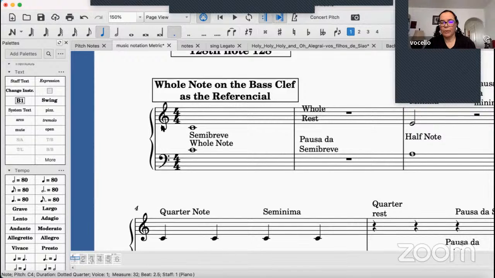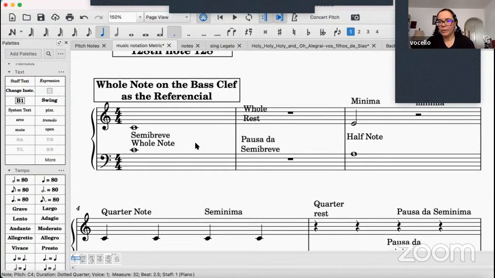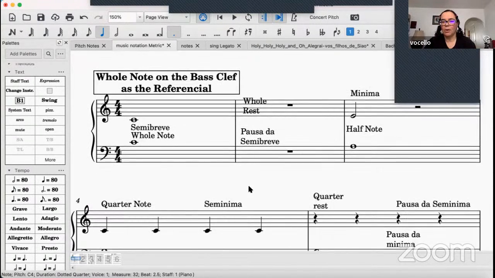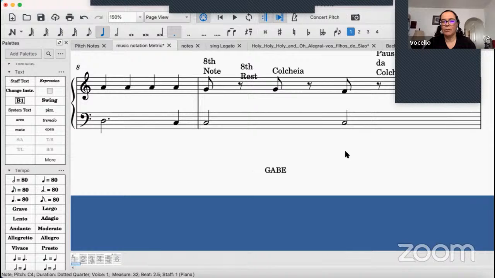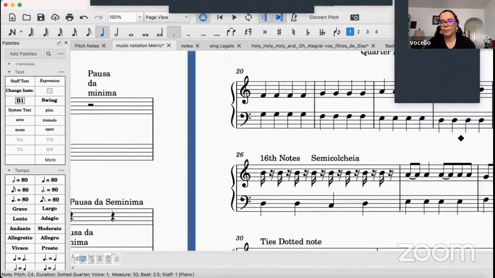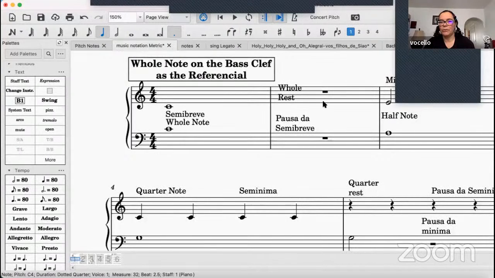Together with the clef, we have the pitch note. Without the clef, it's just a rhythm note. Let's talk just about the rhythm notes. In Western and traditional music, we have the whole note, half note, quarter note, eighth note, 16th note. So for each note, we have a rest, a pause. For the whole note or semibreve, you have the whole rest or pausa da semibreve. Pausa means rest, silence.